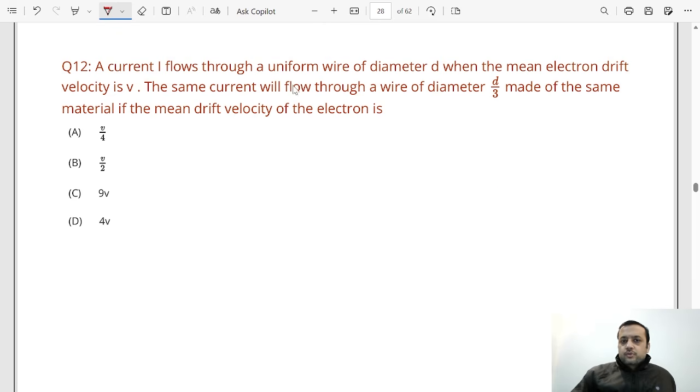A current I flows through a uniform wire of diameter d. When the mean drift velocity is v, the same current will flow through a wire of diameter d by 3 made of the same metal if the mean drift velocity is. Very easy question. Suppose this is a wire.